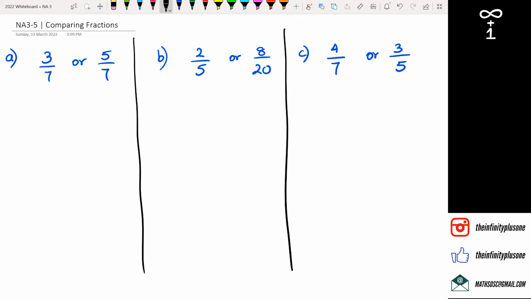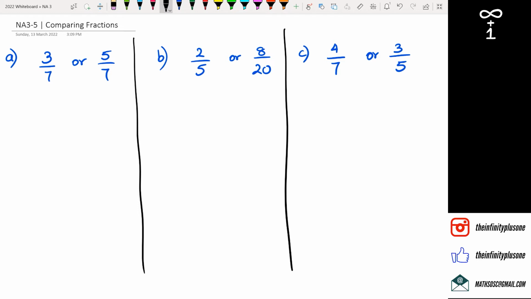Hey guys, in this session we're going to be looking at comparing fractions, just to figure out which one is bigger and which one is smaller. So I've given out three examples here, to try different varieties of questions. We're going to get started with the first question.